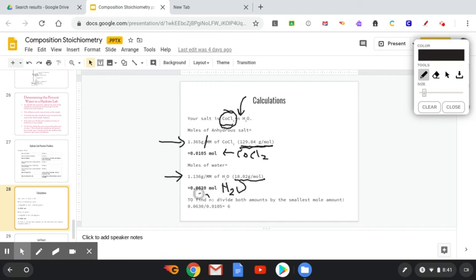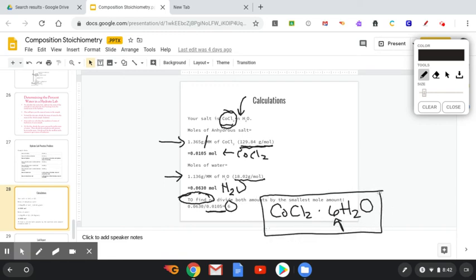Now, to find N, which is our big goal, you're going to divide both of these by the smallest amount. You'll see that the smallest one is the 0.0105. So if I take 0.0630 divided by 0.0105, I get 6. So my answer, what I'm looking for in my lab, is 6 waters of hydration, right? So that would be my answer.